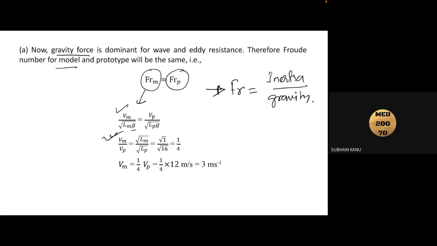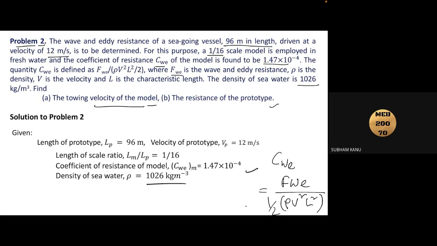Here if you see this ratio FWE by half of rho V square L square, this will be the same for both the model and the prototype. The only thing that will change is the velocity of the model. Once you change the velocity of the model, the force acting on the model will change compared to the prototype, but the ratio will remain the same because the Reynolds number is the same in both cases. Is it clear?